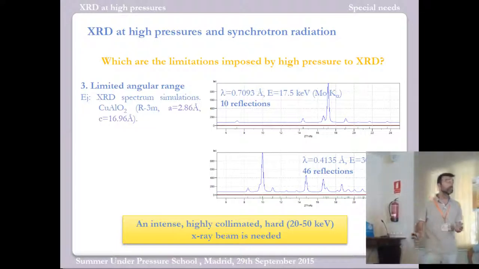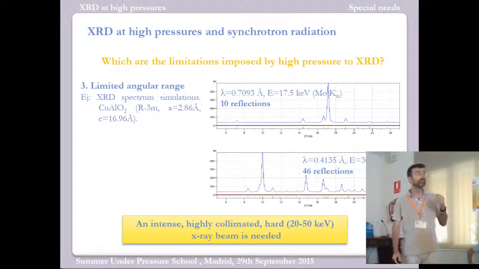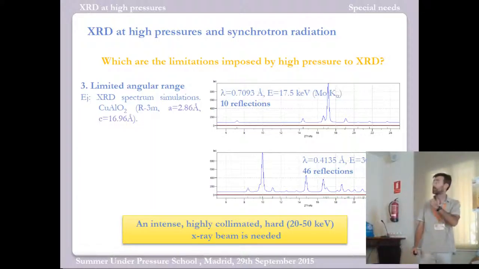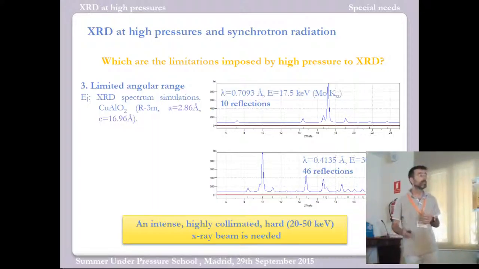But if we use synchrotron radiation and we use 0.4 Å wavelength, we have 46 reflections. We have more information. It's clear with 46 reflections that with only 10. So the main conclusion is that we need an intense, highly collimated, and hard X-ray beam. And that's synchrotron radiation.